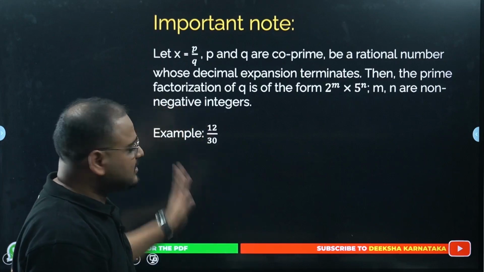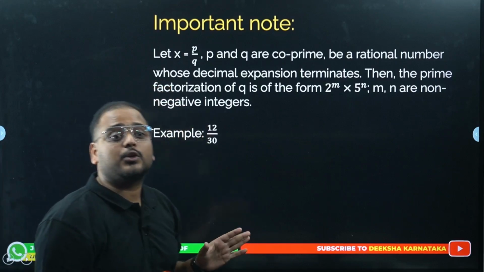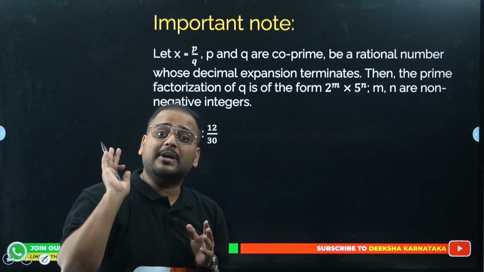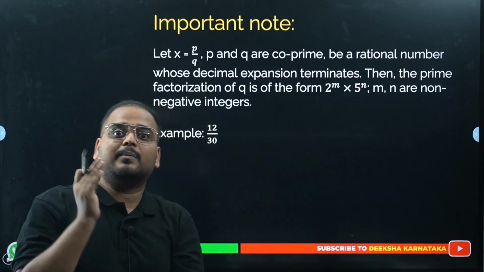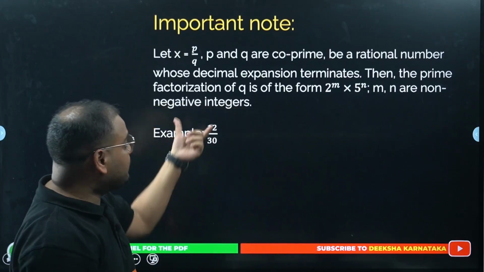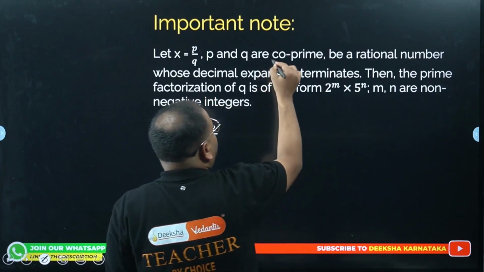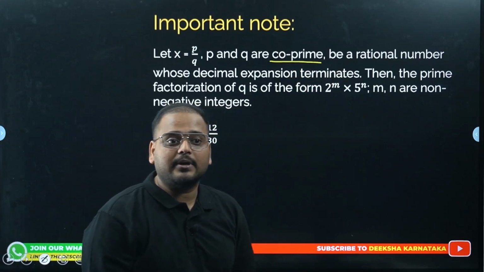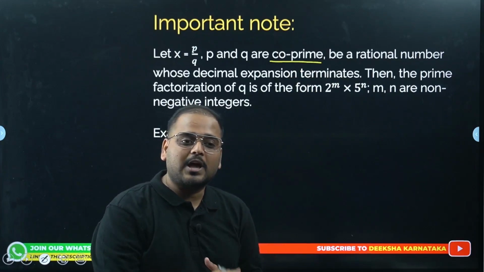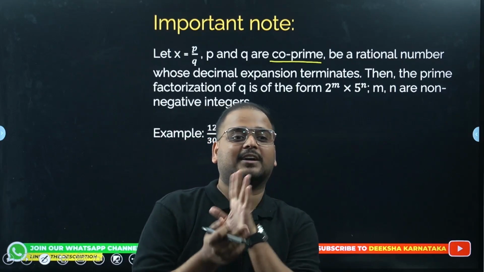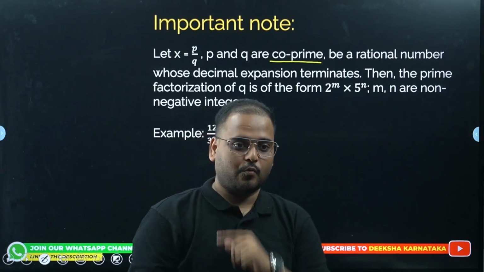What is it? Let x equal p by q. So x is any number which is equal to p by q. What does it mean? It's a rational number. We have learned this, right? Now they're saying p and q are co-prime, which is very important. What is co-prime? Co-primes are those sets of numbers which have only one factor in common, which is 1.